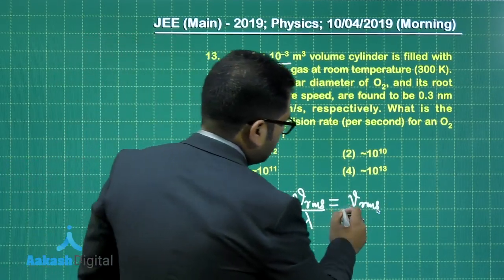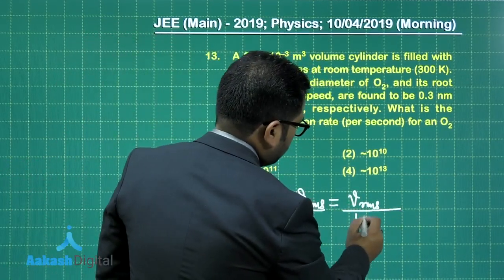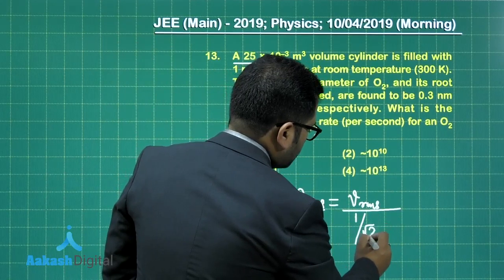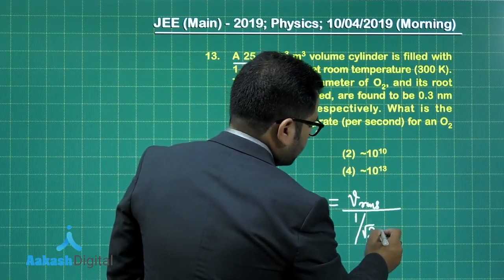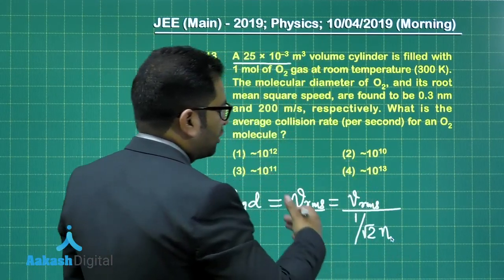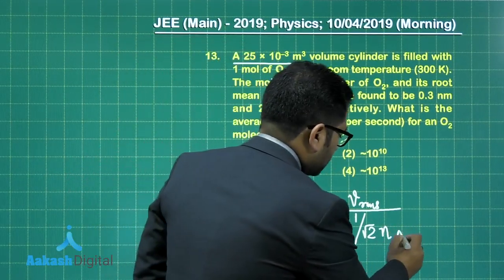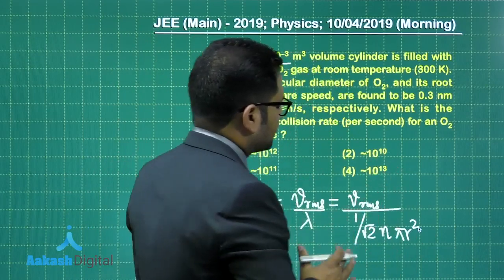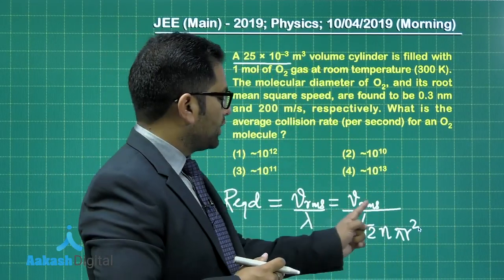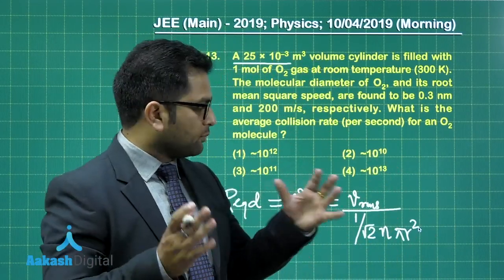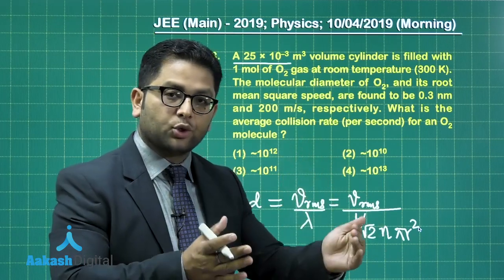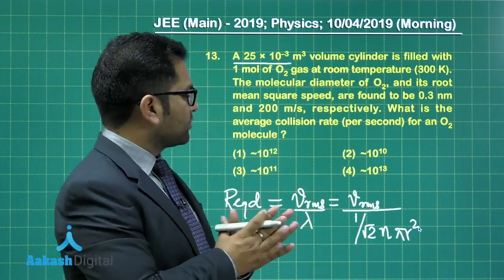So that comes out to be 1 upon root 2 n pi r square, where small n is the number of molecules per unit volume. So that is the given thing. Now let's try to see.